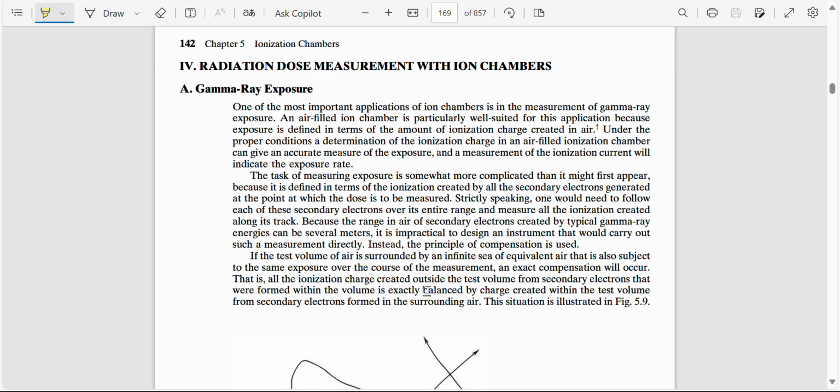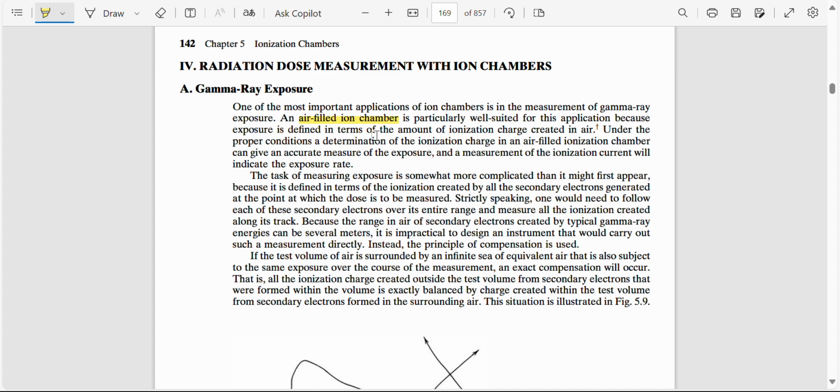Definitely, radiation is involved, and you want to measure it. So first of all is gamma ray exposure. One of the most important applications of the ion chamber is the measurement of gamma ray exposure. An air-filled ion chamber is particularly well suited, as I mentioned you have to use an air-filled ion chamber, because exposure is defined in terms of the amount of ionization charge created in air.